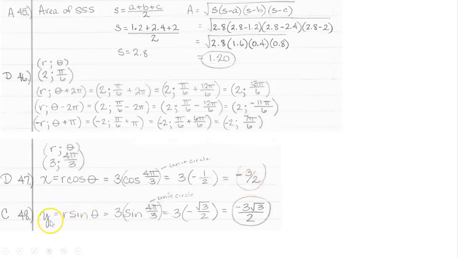All right, then same thing, y is r sine theta. So again, 3 in for r and 4 pi over 3 in for theta. Look on your unit circle and you can see the sine at 4 pi over 3 is negative square root of 3 over 2. And so 3 times that is where we're getting that negative 3 square root of 3 over 2. Remember, when you're looking on your unit circle, the cosine is the x value, the sine is the y value.